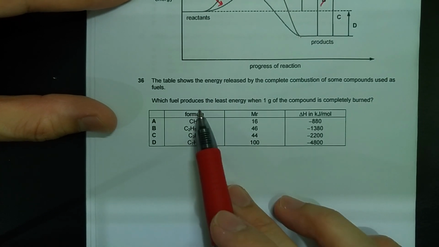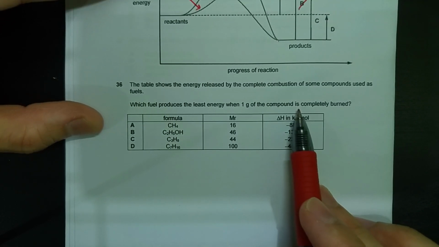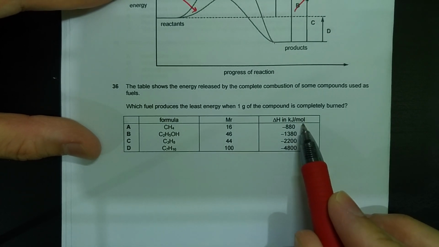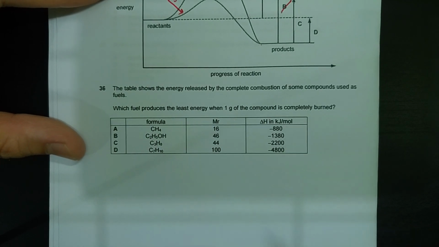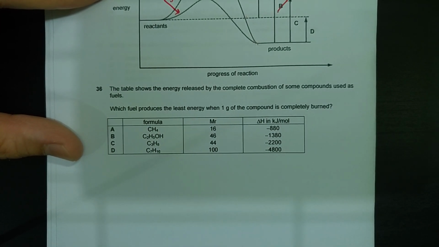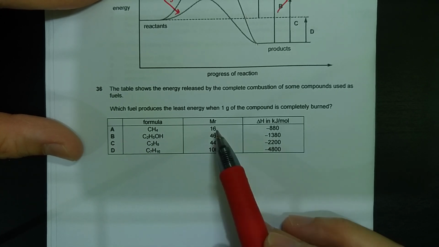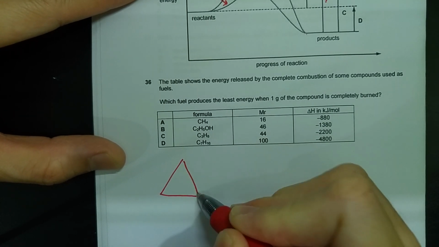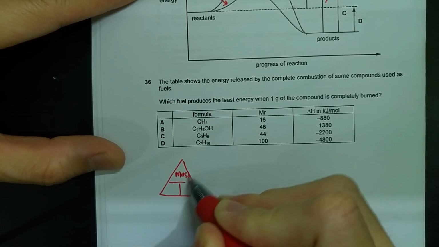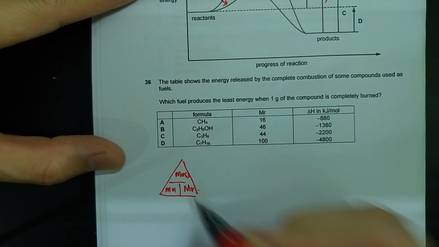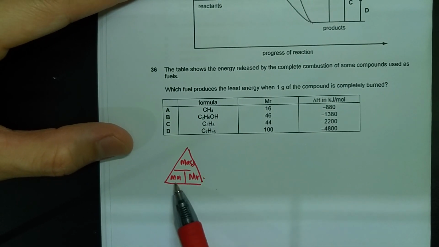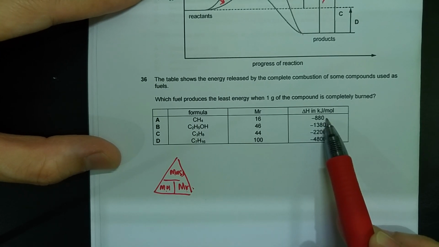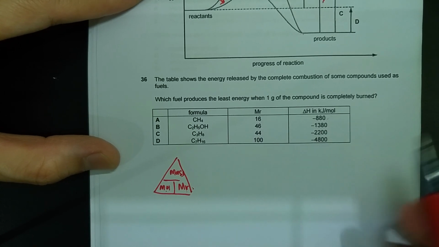36. The fuel produces the least energy when 1 gram of the compound is completely burned. Now this one is kilojoule per mole. How do you change it to mass? Okay, what is the mass of 1 mole? The mass of 1 mole is basically the MR. Remember the triangle? You have mass, mole, MR. If I want to find the mass, it must be the mole times the MR. So the mole in this case, this is per mole, right? So this is 1 mole. 1 times 16, that would be the mass.